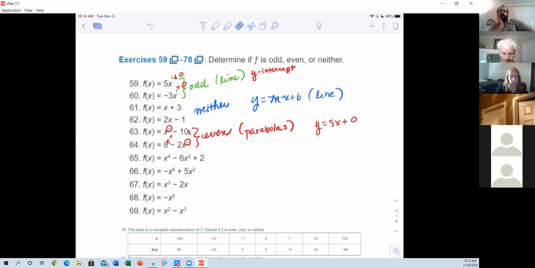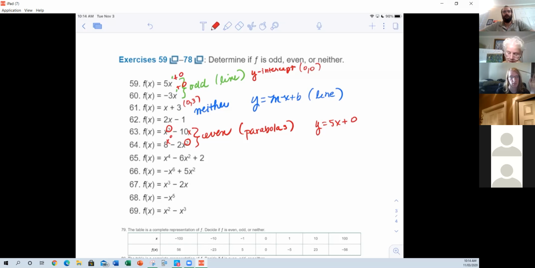What's the y-intercept of 61? Where does it cross the y-axis? Anyone? 3? Yeah. It crosses at 0, 3. So it's linear, but it doesn't pass through the origin, right? So that's why it's neither.